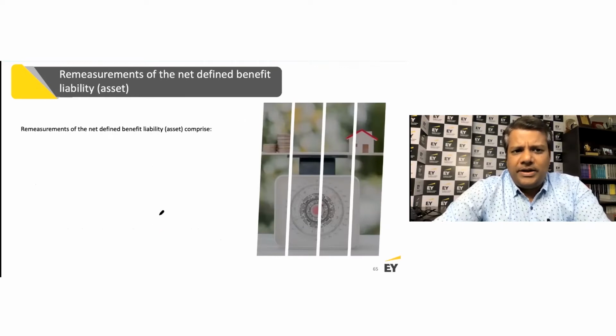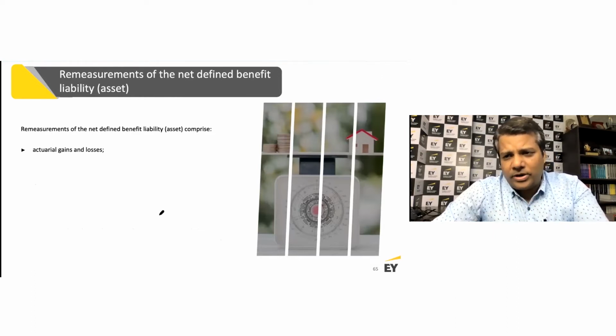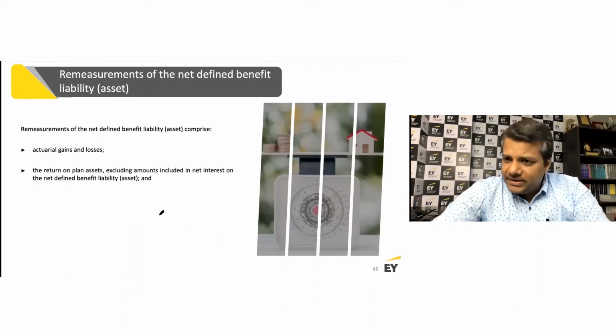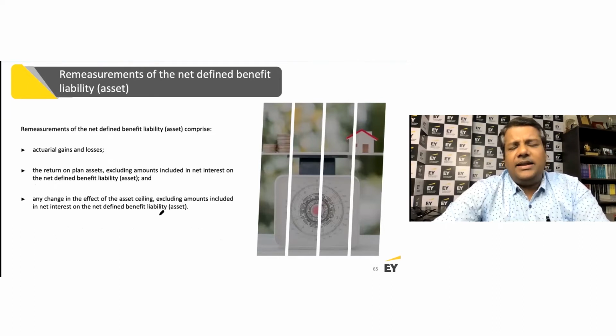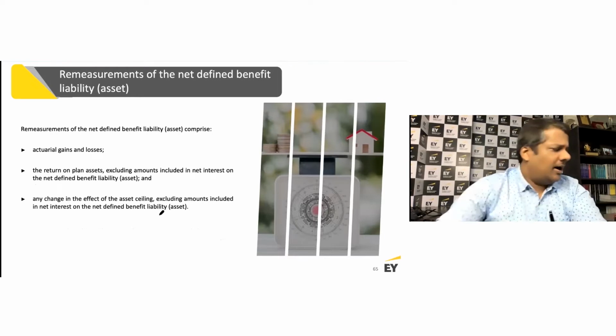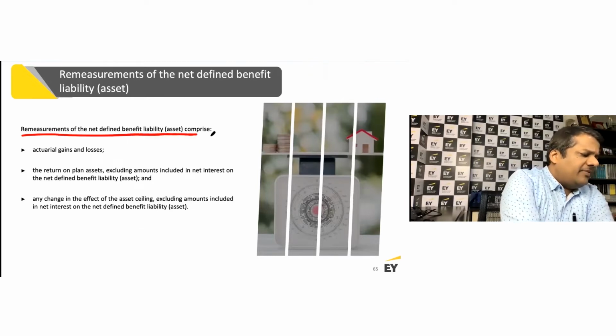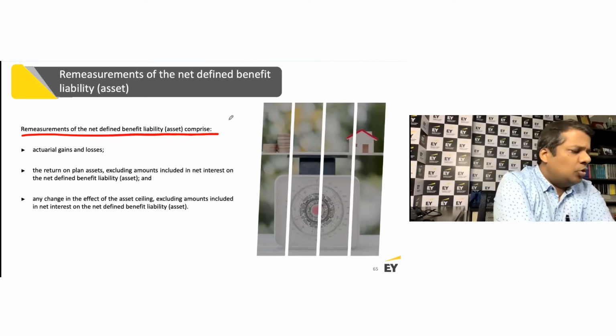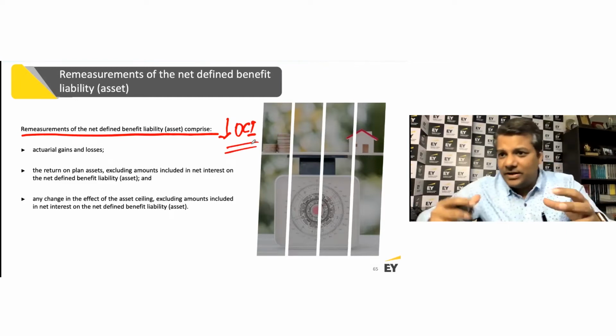Okay, so remeasurement comprises actuarial gains and losses, which arise because of demographic assumptions and financial assumptions. We talked about that. Then the return on plan assets, excluding amounts included in net interest on the net defined benefit liability or asset, and any change in the effect of the asset ceiling. All three components are called remeasurement of the net defined benefit liability, and they are the ones which go into OCI. This is what goes into OCI, which never comes back to the P&L.